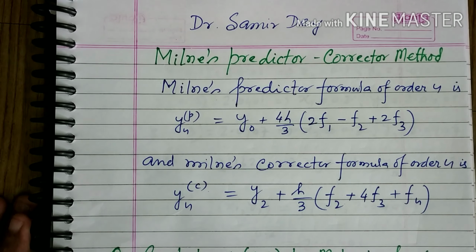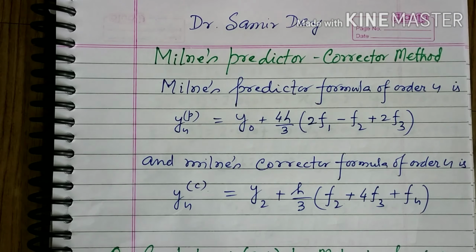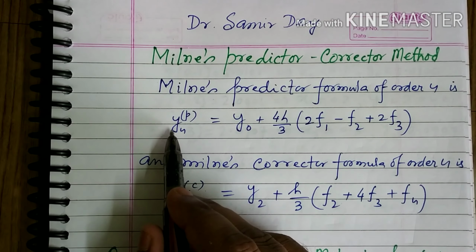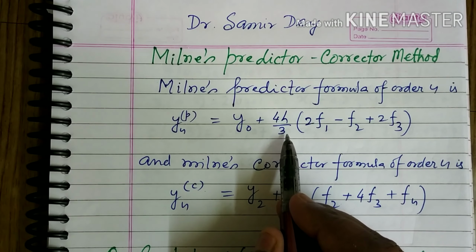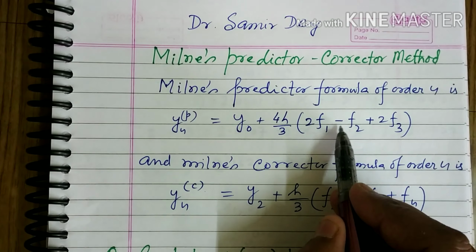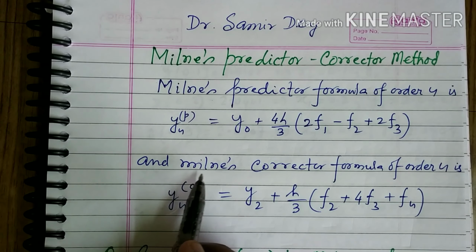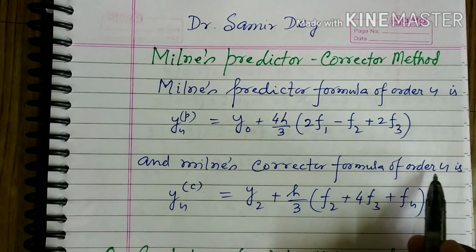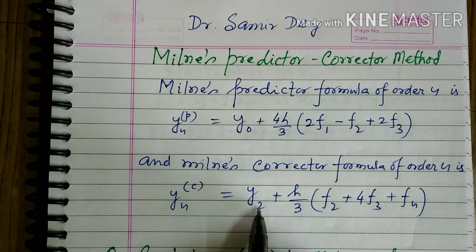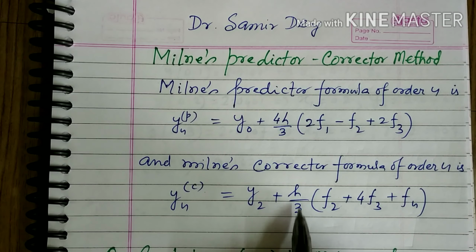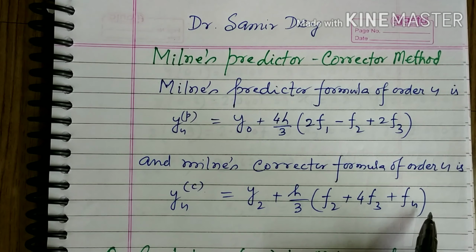Today I will discuss the Milne-Simpson predictor-corrector method. The Milne-Simpson predictor formula of order 4 is y4p = y0 + (4h/3)(2f1 - f2 + 2f3), and the Milne-Simpson corrector formula of order 4 is y4c = y2 + (h/3)(f2 + 4f3 + f4).